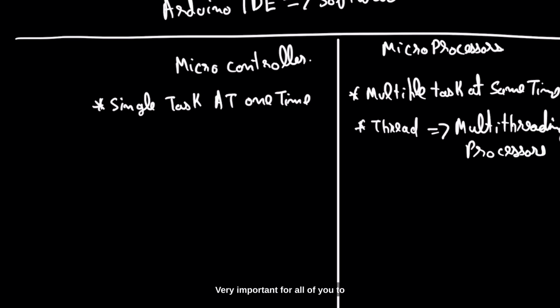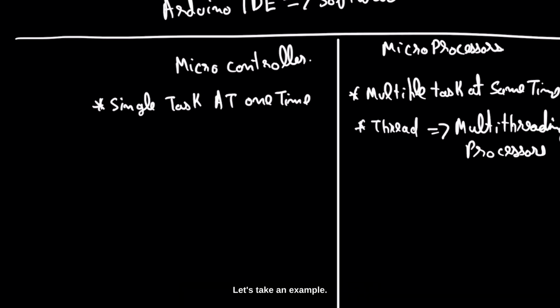Very important for all of you to understand that multi-threading processes are the ones which are very important. The reason is that multi-threading processes are basically microprocessors, and they're not microcontrollers. Very important that you know the difference, because it's going to decide a lot of tasks, a lot of problems which can occur in your system.